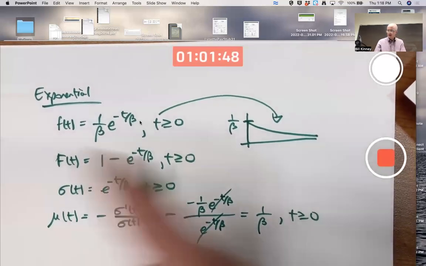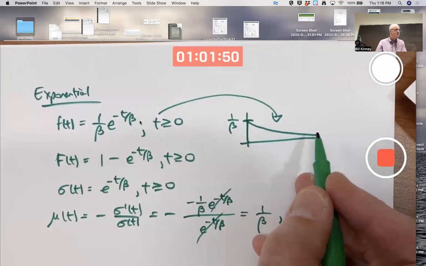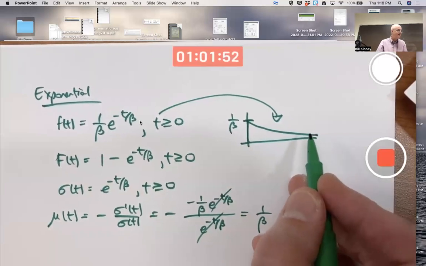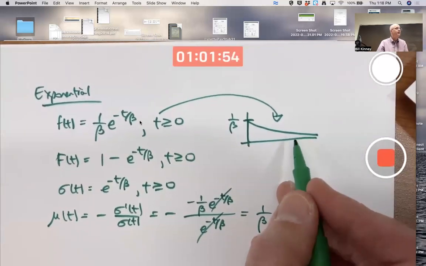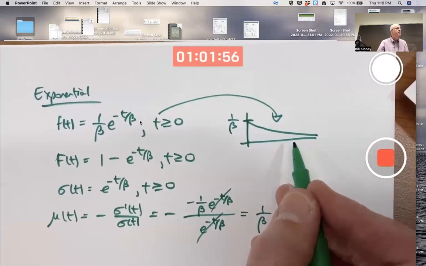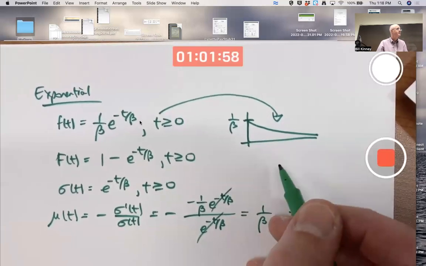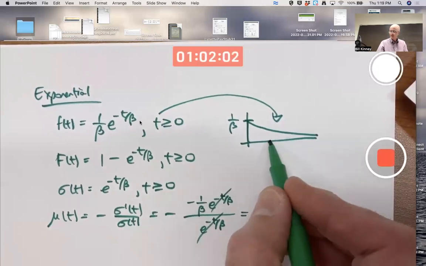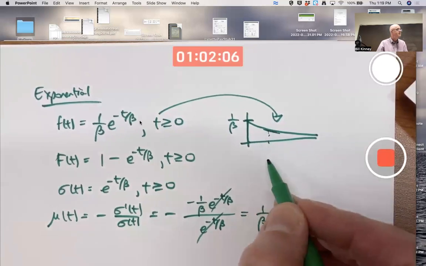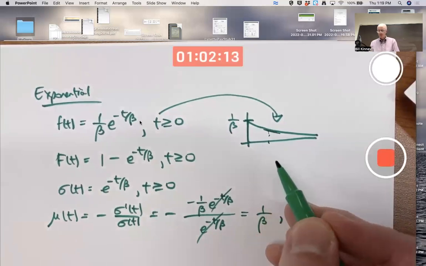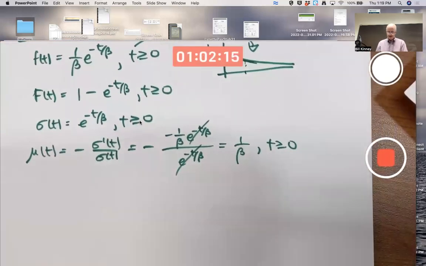It's not a line, it's a curve. So its actual derivative, its actual rate of decay is not constant, but the relative rate of decay as a percent per unit time is constant. For any point, the slope of the tangent divided by the height of the graph is constant. So that's what the force of mortality is for exponential.